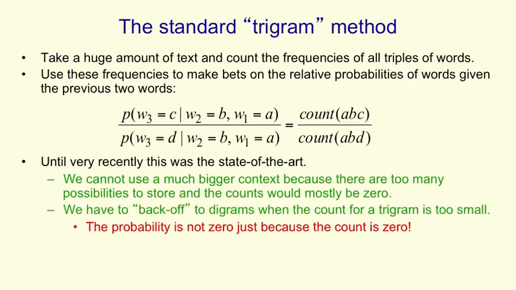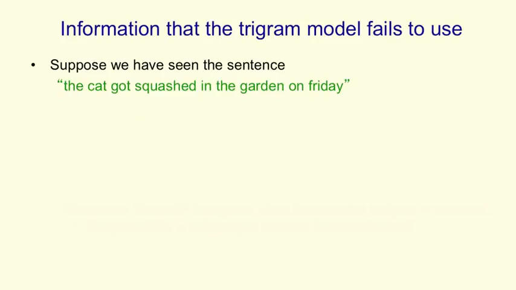For cases like that, we have to back off to individual words. So after dinosaur pizza, you predict the next word by just seeing what's likely to come after the word pizza, because you've never heard dinosaur pizza before. What you mustn't do is say that probabilities are zero just because you haven't seen an example. That's clearly not true.